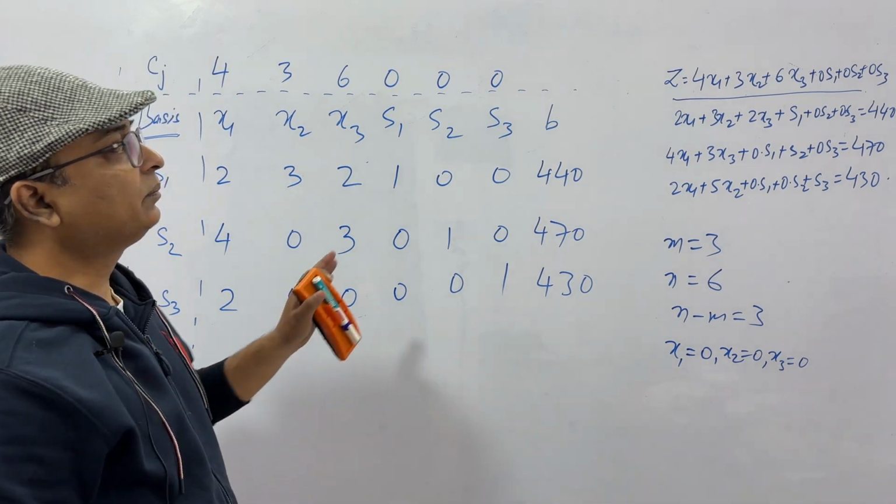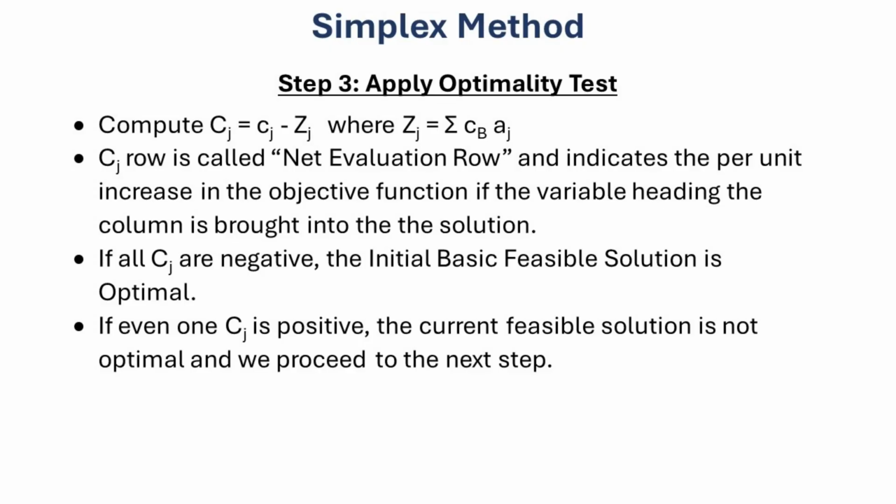Now we'll move to step 3. Now let me read it for you. The third step is applying the optimality test. We'll compute capital Cj, which is equal to Cj minus Zj. Cj we have seen here, small cj, the coefficients of the variables in the objective function. So that's Cj minus Zj. And what is Zj? Zj is actually Cb, the Cb matrix into the column matrix of the variable. I'll explain to you when I come back to the example. So it is Cb into Aij. Okay, and then we'll compute capital Cj.